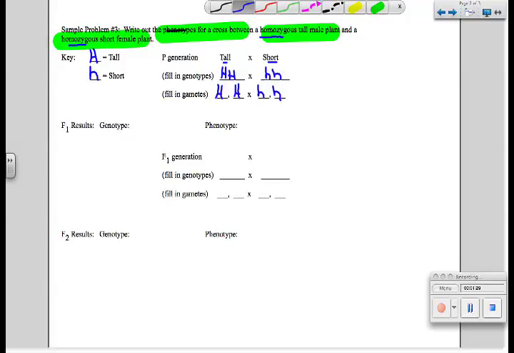Now I need to go ahead and set up my cross. I'm going to list one parent across the top and one parent down the side so that I have a 2 by 2 box. Now I'll go ahead and carry out my cross.